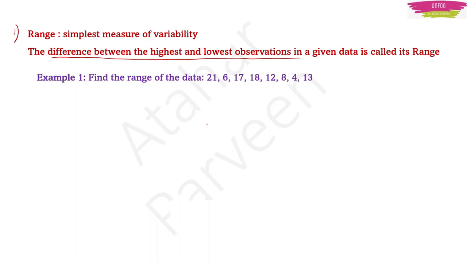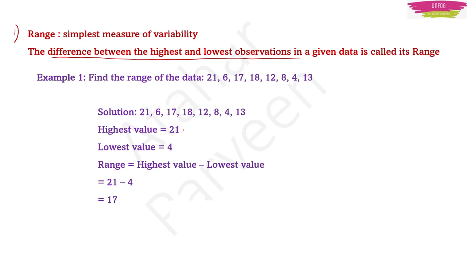For example, if you have a question like this, find the range of the data 21, 6, 17, 18, 12, 8, 4, 13. What will you do? First, you find the highest value. Which is the highest value in this? 21. Next, you find the lowest value among this list. The lowest value is 4. Now, if you want to find the range, just do highest value or large value minus small value or lowest value. That will be your range. Here 21 minus 4 will give 17. So 17 is the range. So simple, right? That's why it's written as the simplest measure of variability.